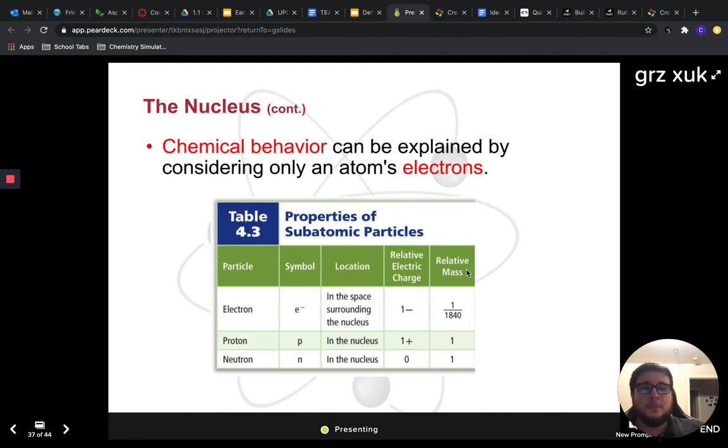And then finally their mass. So electrons, basically 0. It's 1,840 times lighter than a hydrogen atom. Protons are 1, neutrons are 1. Okay?